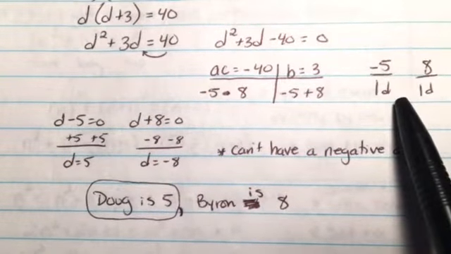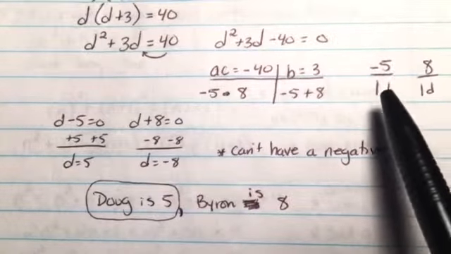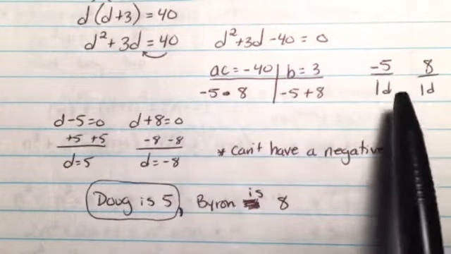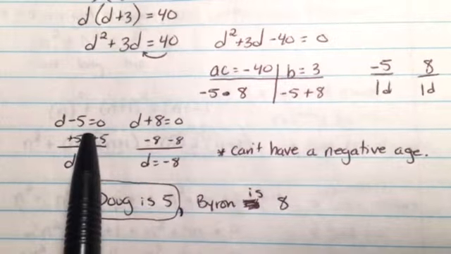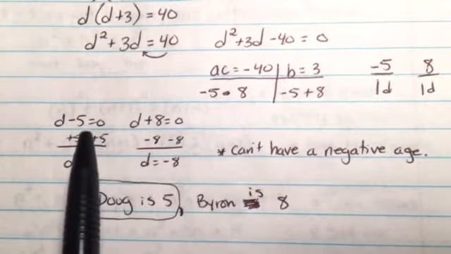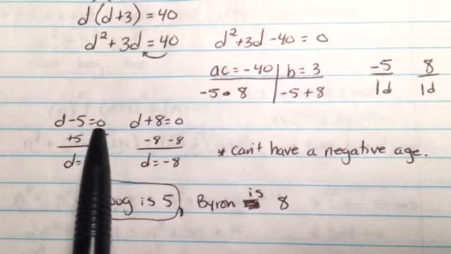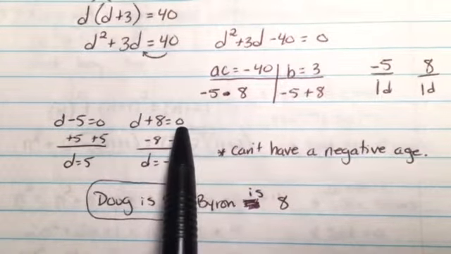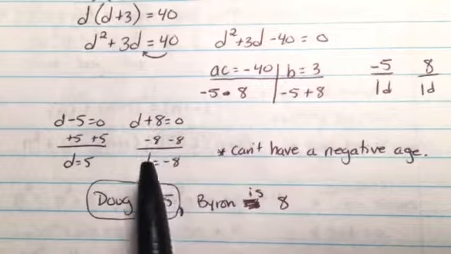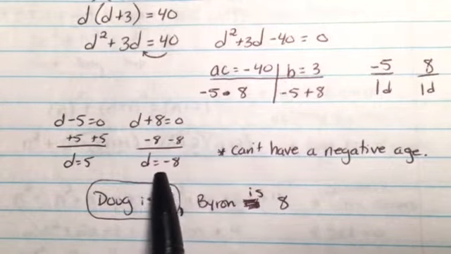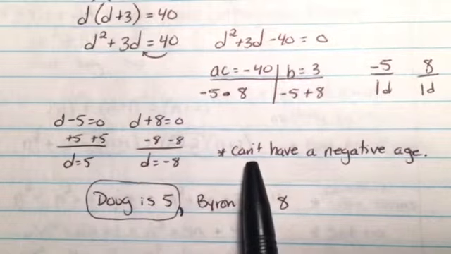A was 1. Stick the D on there. Negative 5 over 1D, 8 over 1D. Set those two expressions equal to 0. That's what I have over here. Sorry, I keep bouncing around with direction. D minus 5 equals 0. D plus 8 equals 0. Work out the equation. D equals 5. D equals negative 8. And of course, remember, you can't have a negative age.